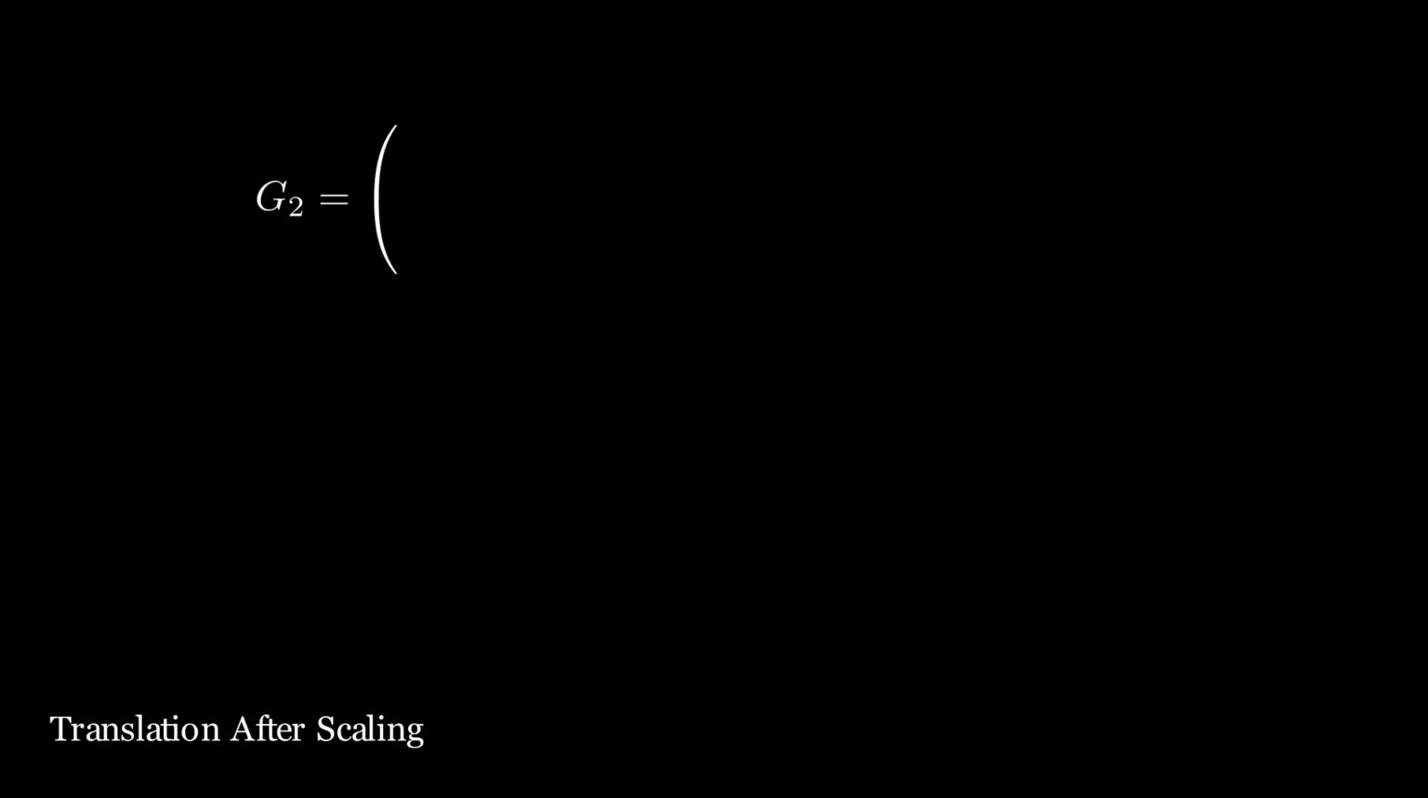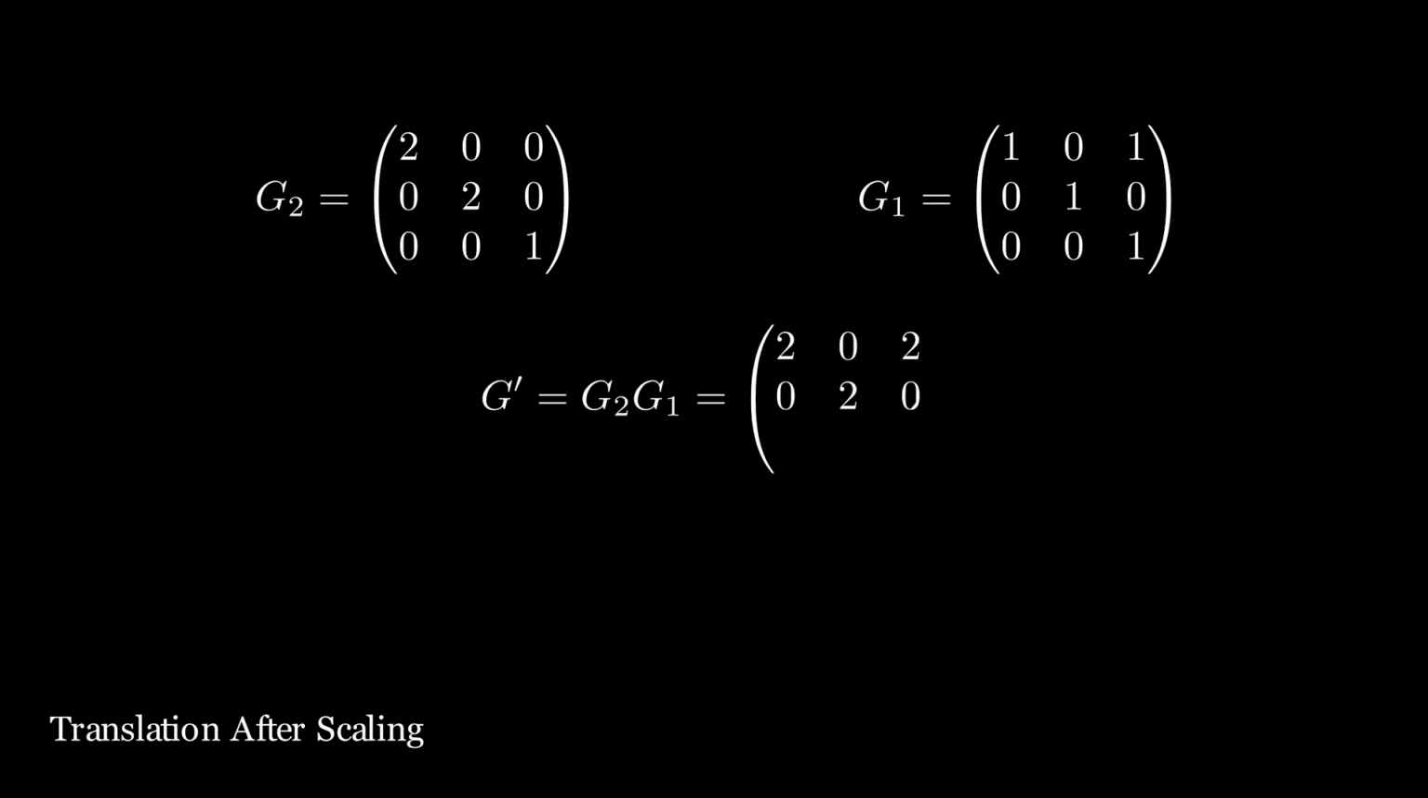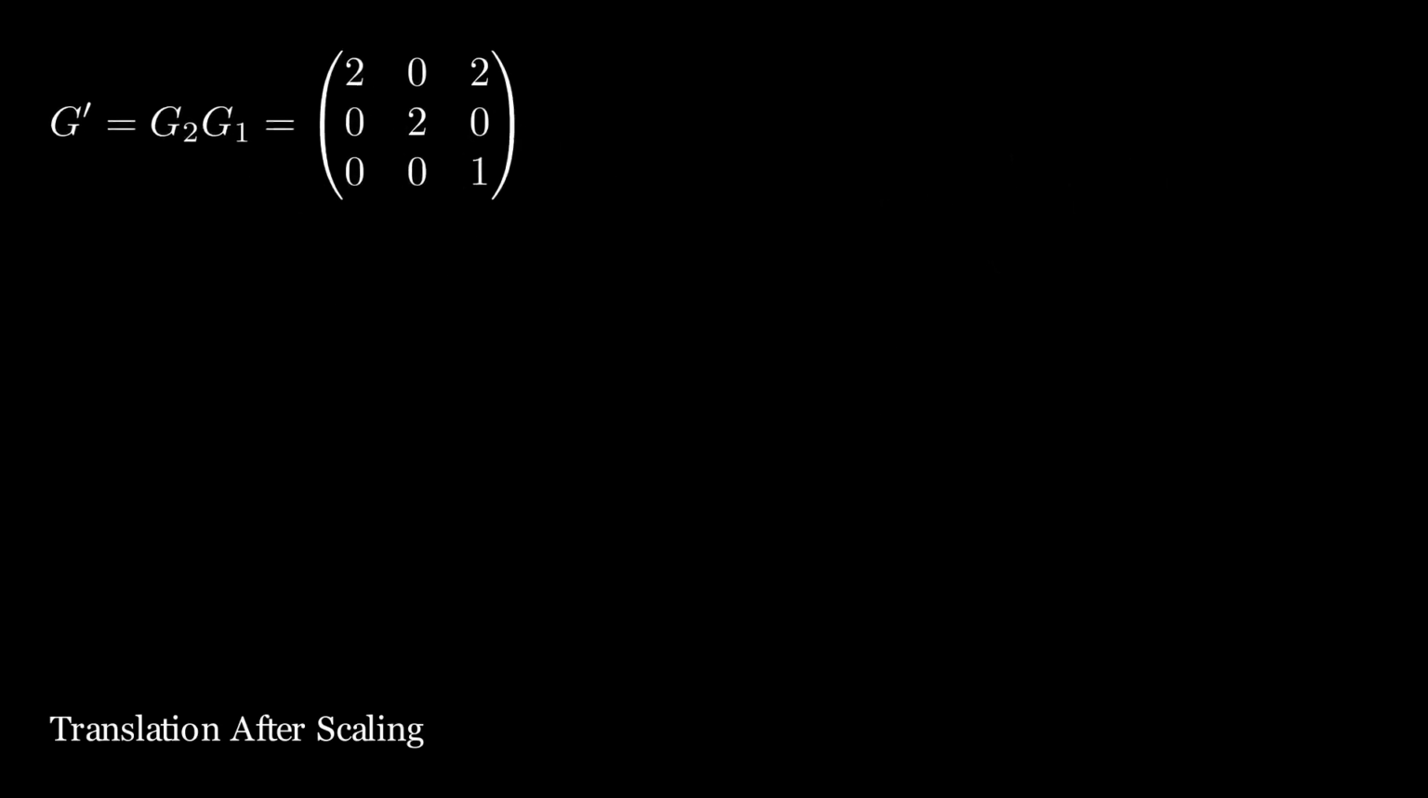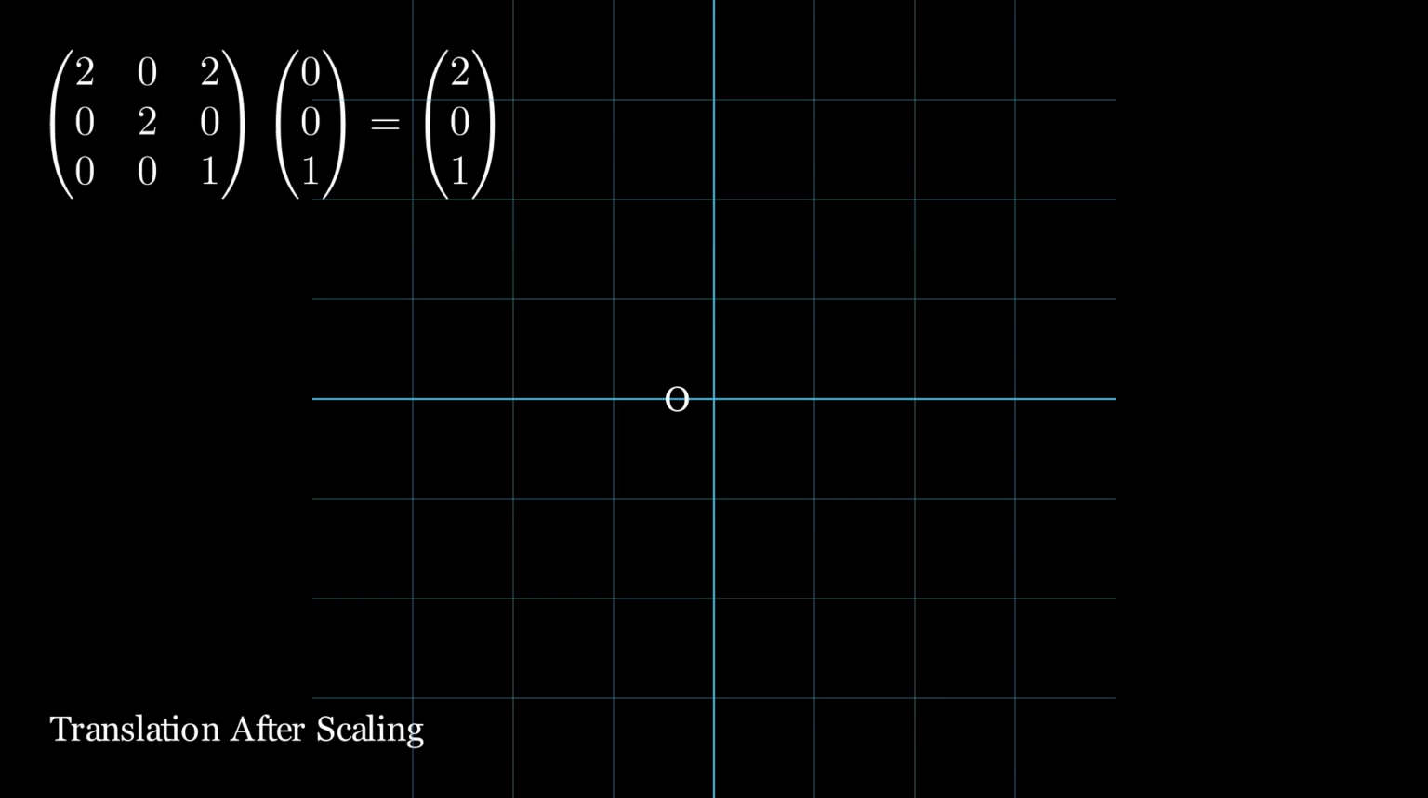Now, let's try scaling first, followed by translation. Since we applied G2 first and then G1, their composition is as follows. By performing the calculations in the same way as before, 0, 0, 1 transforms into 2, 0, 1. 1, 0, 1 transforms into 4, 0, 1. And 0, 1, 1 transforms into 2, 2, 1. Thus, the transformation results in the following image.